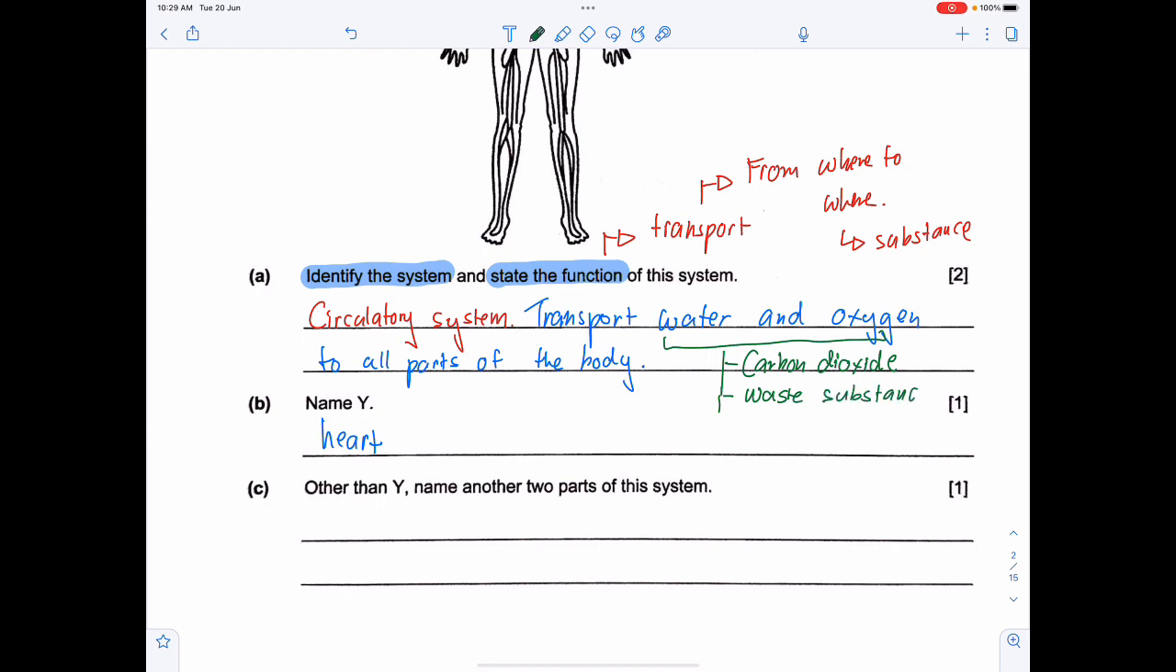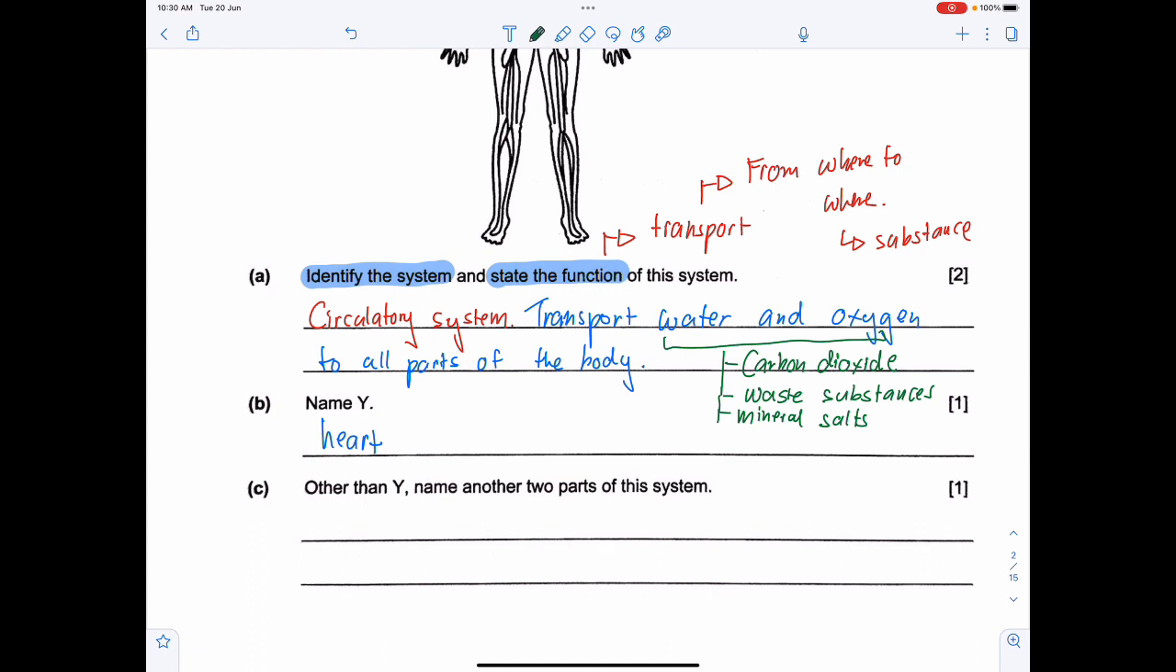So what are waste substances? Waste substances are basically things that your body does not need and needs to get rid of. For example, carbon dioxide is one of them. Besides that, you also have urea, which you need to get rid of as well. Then you have oxygen. You also have other important things such as your mineral salts. So what are mineral salts? Even salt is needed in your body. Magnesium, potassium. All these things are in your blood.